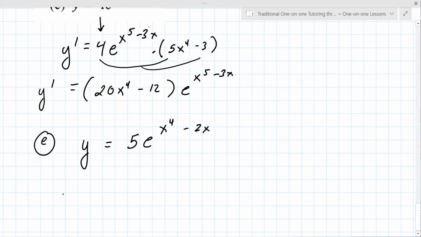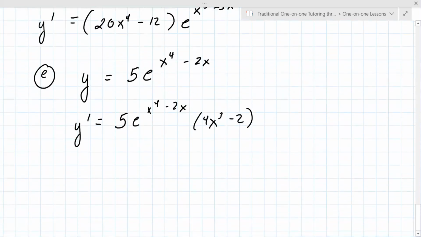Okay, so the 5 comes down. Wait, hold on. Let me write it out really quickly. X to the 4th minus 2x, parentheses, 4x cubed minus 2. And then you distribute the 5, so that becomes 20x cubed minus 10, e to the x to the 4th minus 2x. Yes. Like, see, when you explain it, I understand it.